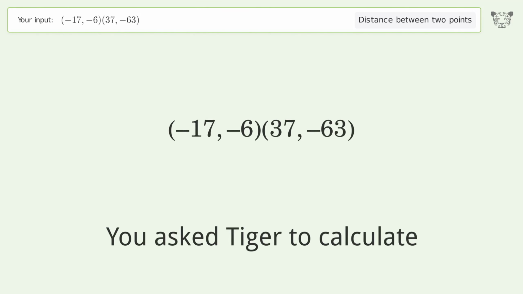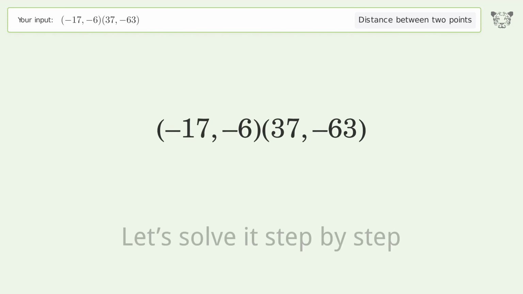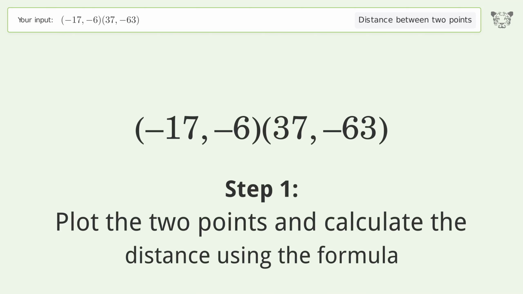You ask Tiger to calculate the distance between 2 points. The distance between the 2 points is the square root of 6,165, or 78.518. Let's solve it step by step. Plot the 2 points and calculate the distance using the formula.